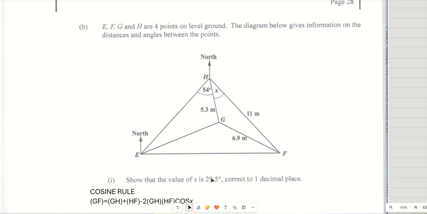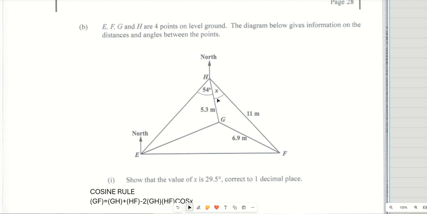So the value of x is 29.5. Now, x is in our triangle HGF. They give us all our sides and are asking you for an angle. This, however, is not a 90 degrees, so you cannot use SOHCAHTOA or Pythagoras theorem. So the two rules that you'll have to use are either cosine rule or sine rule.